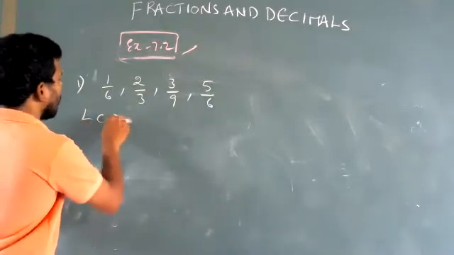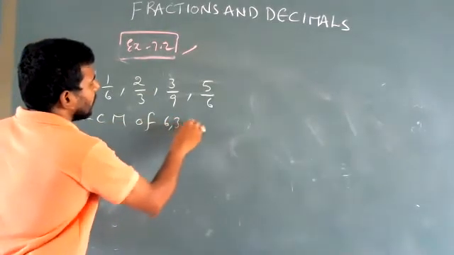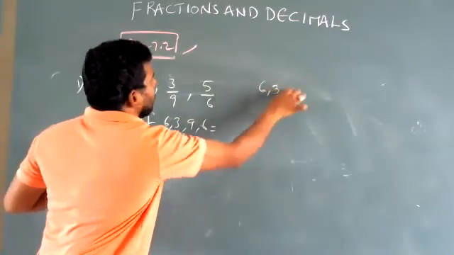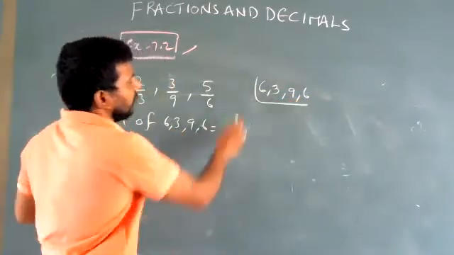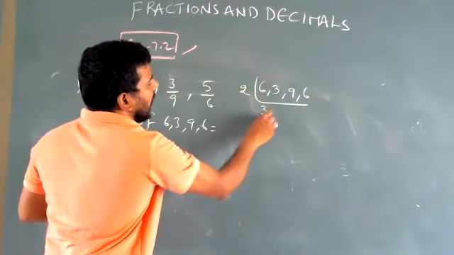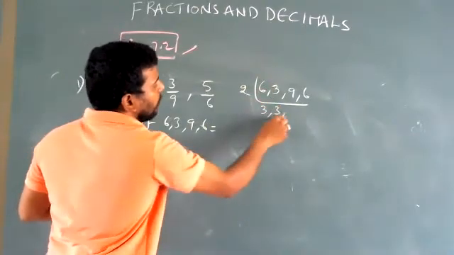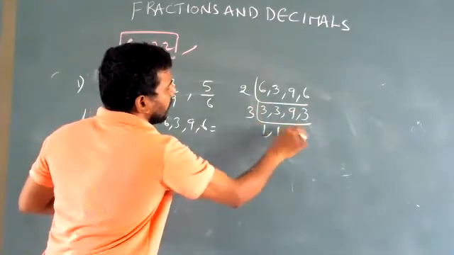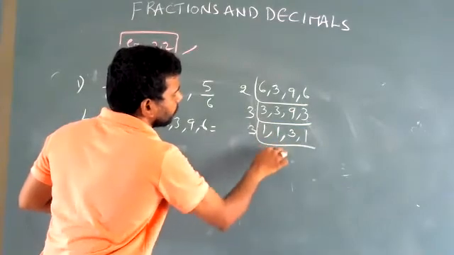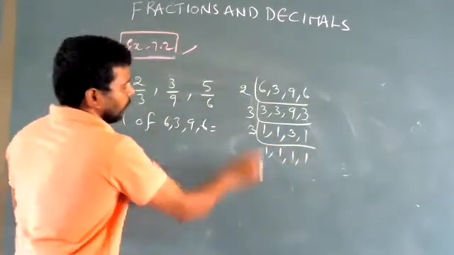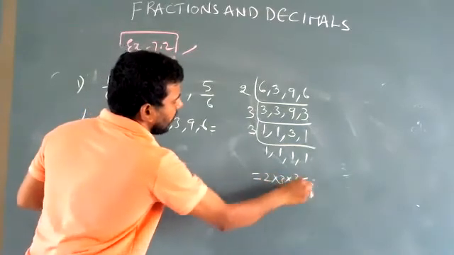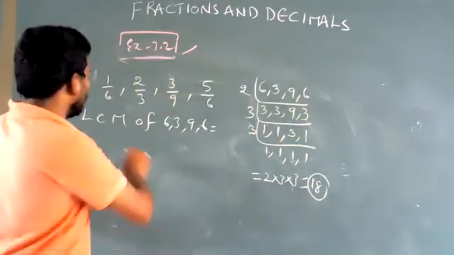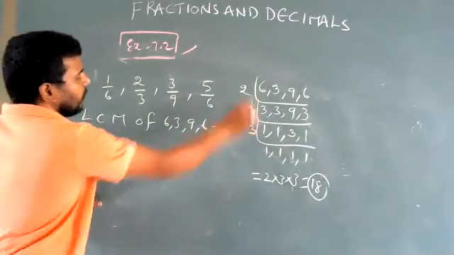So the LCM of 6, 3, 9, 6, we do here: 6, 3, 9, 6. Now take the 2 table. In 6, 3 times; bring down 3 and 9 because they are not divisible by 2. Now take 3: 1 time, 1 time, 1 time. So 2 into 3 into 3. 2 3s are 6, 6 3s are 18. What is the LCM? 18. So the LCM of 6, 3, 9, 6 is 18.